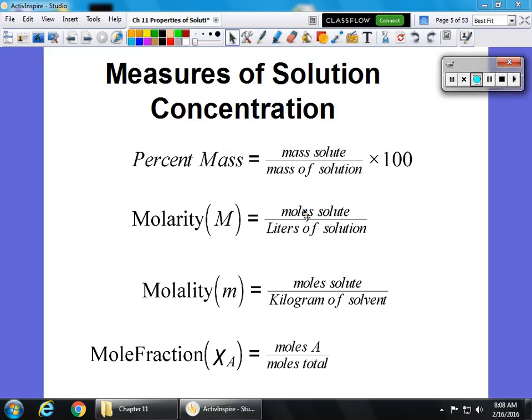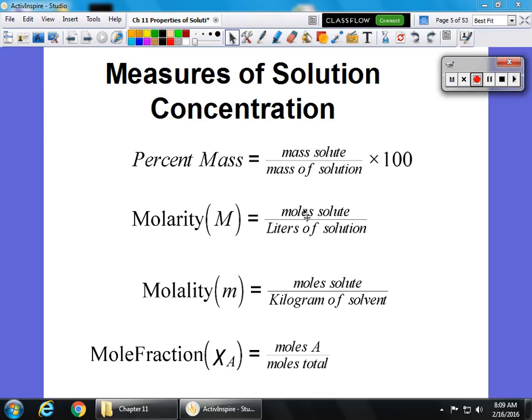Hi guys, Mr. Palmer here with an AP Chem question again. This one is about calculating concentration of solutions. So this takes us into a little practice looking at 4 different measures of concentration: mass percent, molarity, molality, and mole fraction. So I just want to go through some example problems and talk about these.